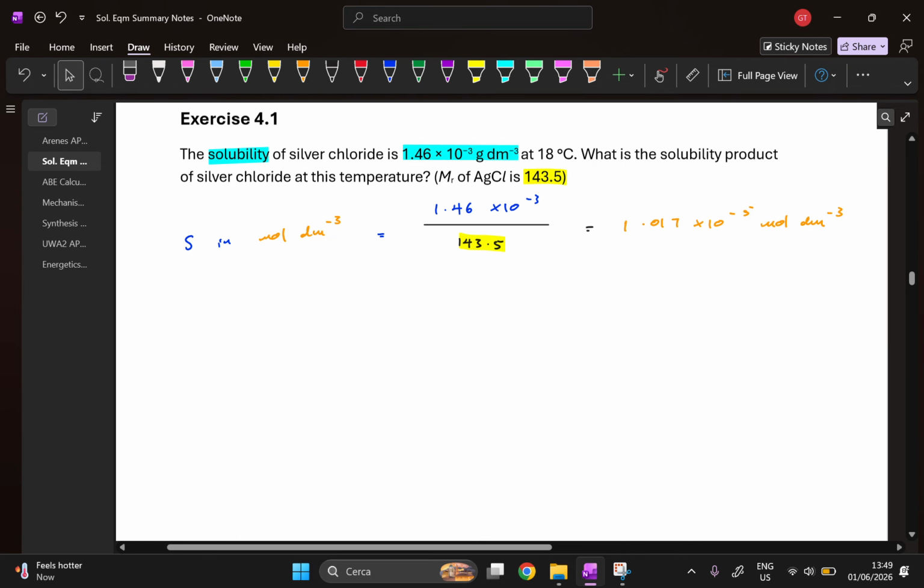Okay, now it helps to write out the equation for the dissolution, even though it's not required. And even though in this case AgCl is quite a simple salt, I still find that it's good practice to help you and guide you along. So if we write the equation for the dissolution, AgCl solid is going to dissolve in water. Do note that this is a reversible equilibrium. That's why we have this KSP in the first place.